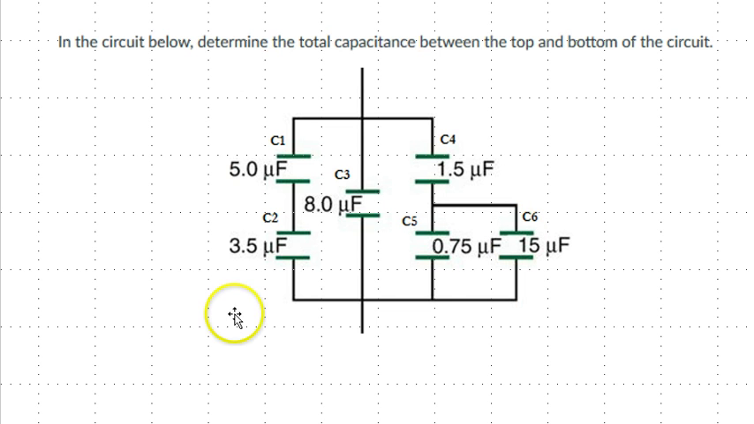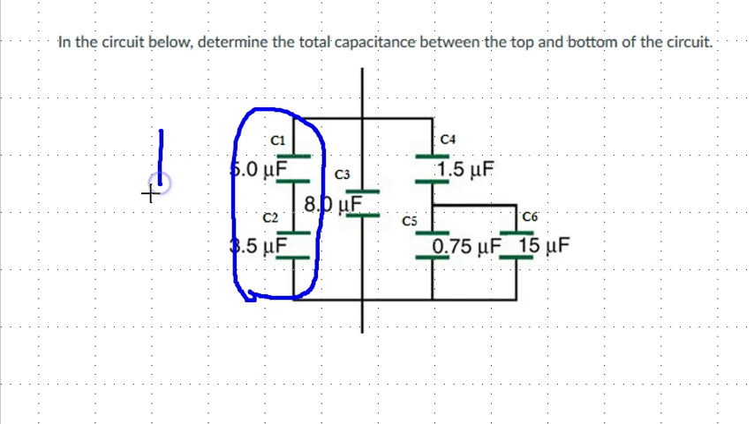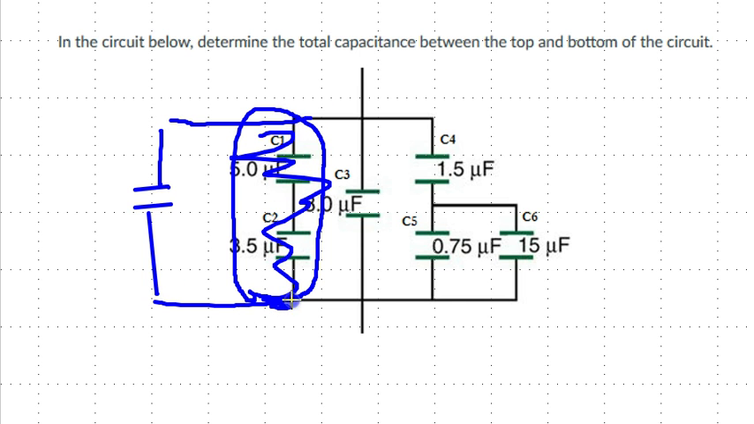So how do you address this? To approach this problem, you have to do things in steps, right? And those steps are the following. You take these, they're in series. You're going to combine them into just one capacitor. You're going to get what that total capacitance is, and it's like you erase this and you put that one new capacitor in its place.